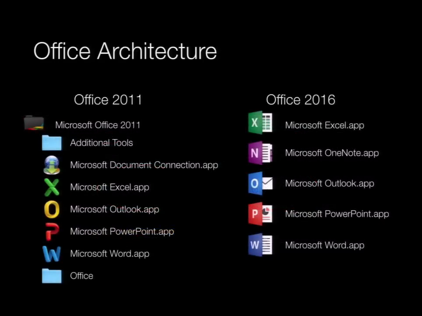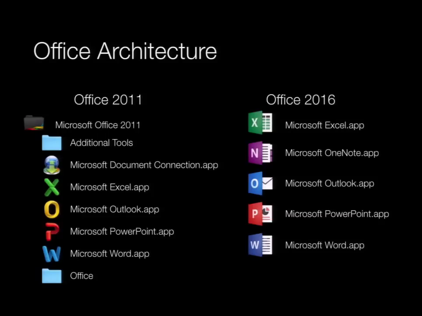On the left side, you'll see Office 2011 installs into a single folder in the Applications folder, and then everything related to Office is installed inside. Note that the bottom folder in the Microsoft Office 2011 folder is simply called Office. It contains a collection of shared frameworks and other shared resources that each application uses. On the right, you'll see Office 2016, and it installs just the applications into the Applications folder.